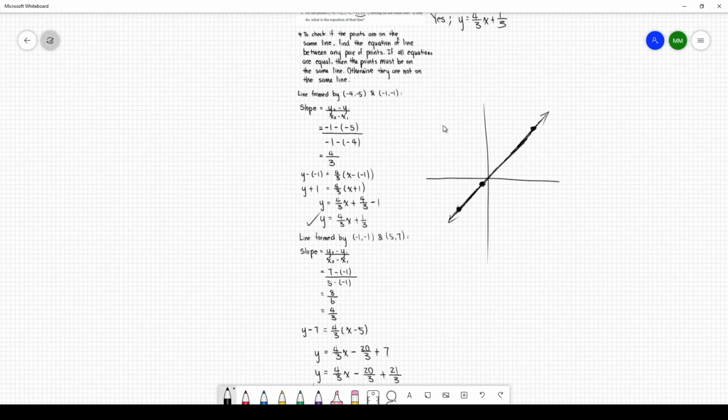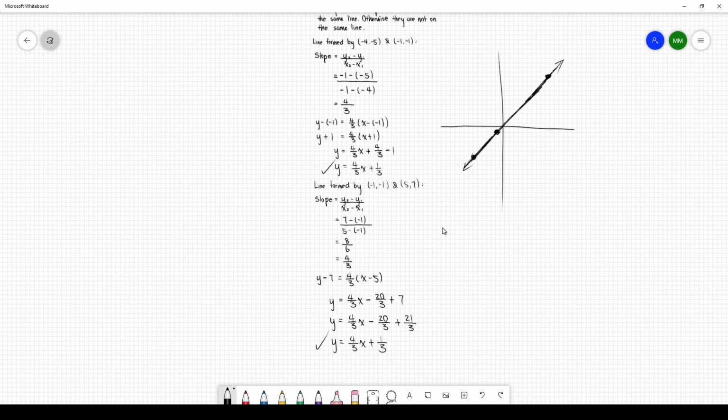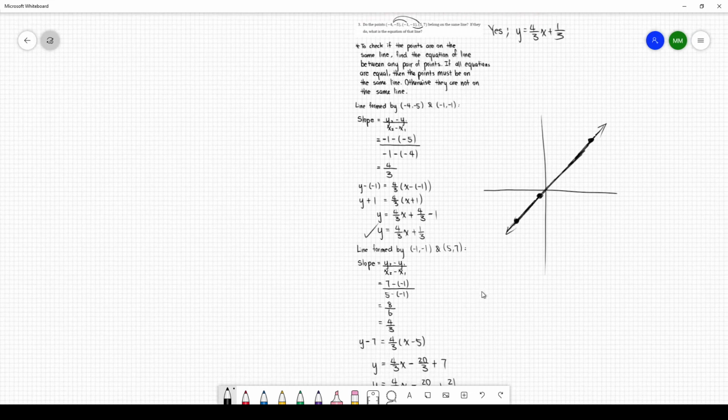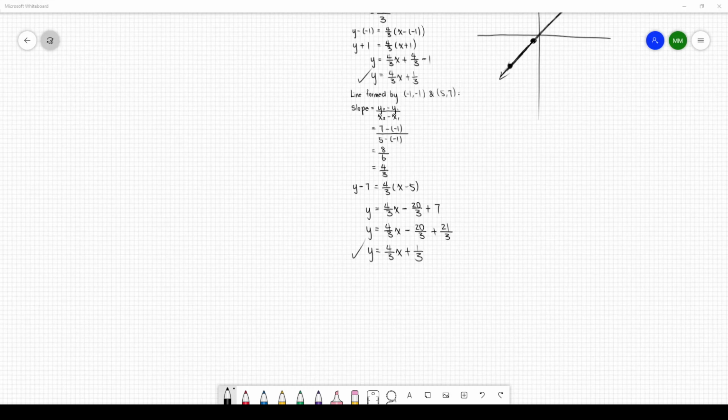But essentially, the key is to find the equation of the line between a pair of points, and if they match, then they are equal. They are on the same line, and if they don't match, they're not. So that's number 3. Any questions? Okay, so I'll move on to the last question now.